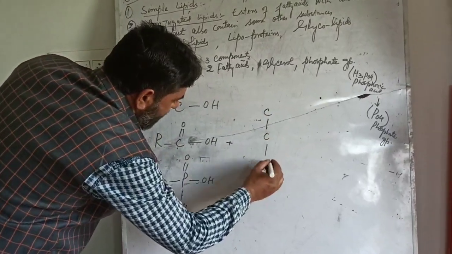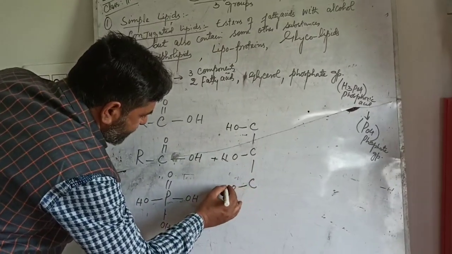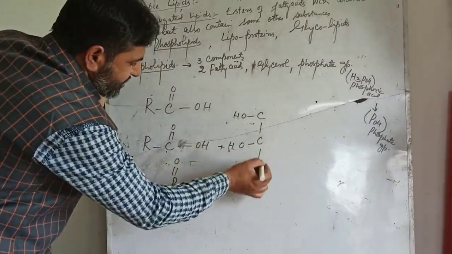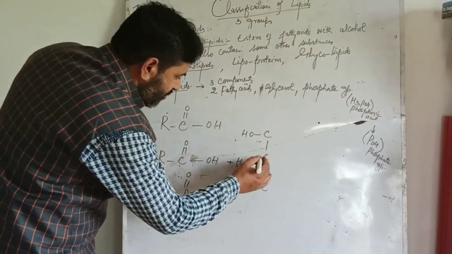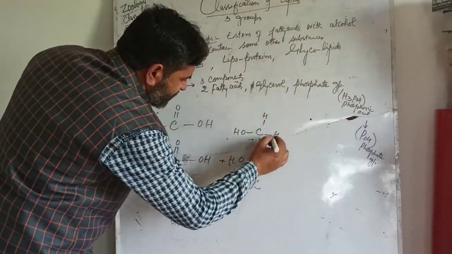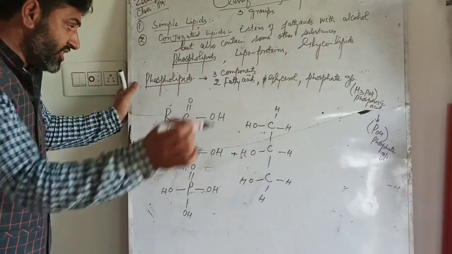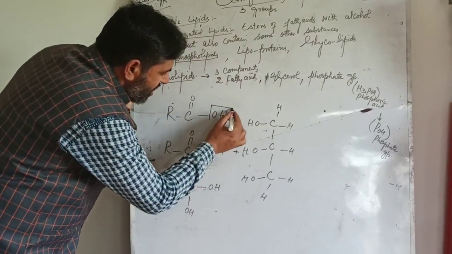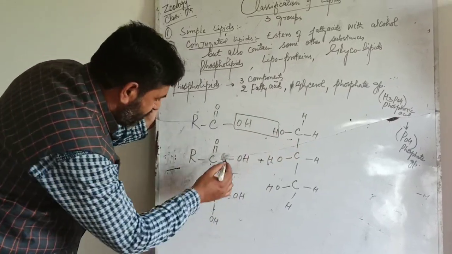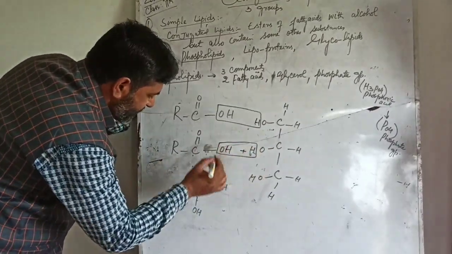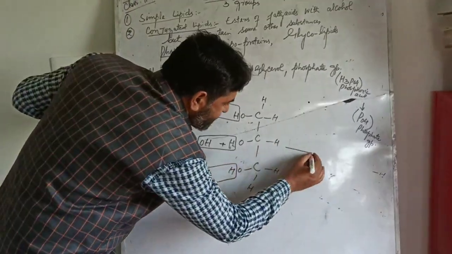Then one molecule of glycerol, and glycerol contains three carbon atoms. Each carbon atom is attached with a hydroxyl group, and there are hydrogen atoms. Now there occurs a condensation reaction between the hydroxyl group of the carboxylic acid and the hydrogen of glycerol, like this. And finally, three water molecules are eliminated.